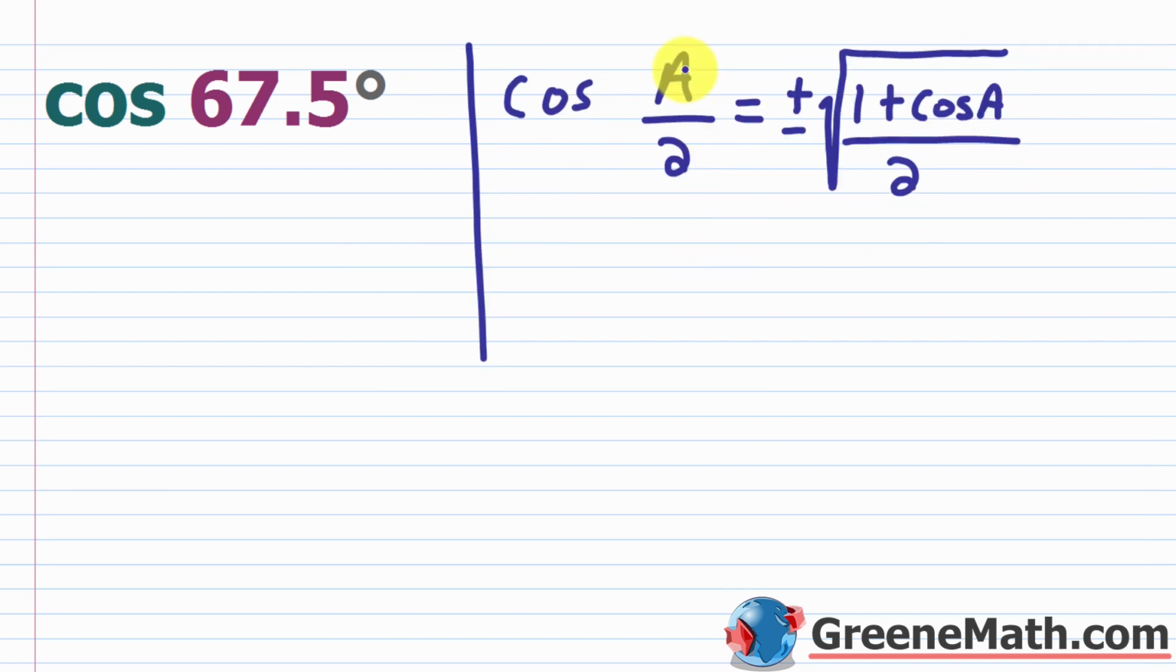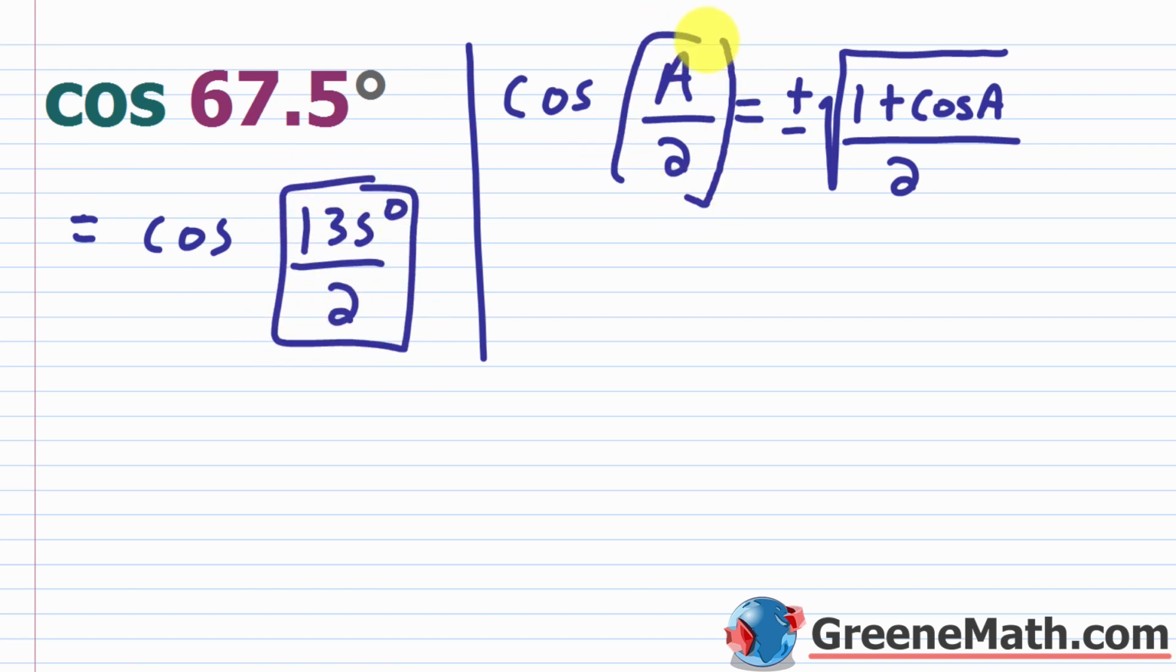So basically, if I want to write this angle here as some angle over 2, I would first multiply it by 2 to figure that out, right? So 67.5 times 2 is going to give me 135, right? So I would say this is equal to the cosine of 135 degrees over 2, okay? So now this guy right here matches my format right here, okay? So I can use my little identity here. So let's just put equals here.